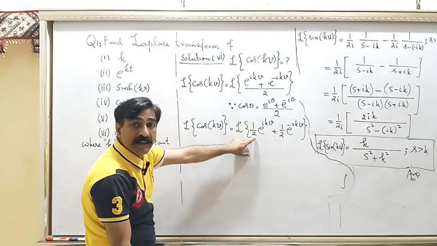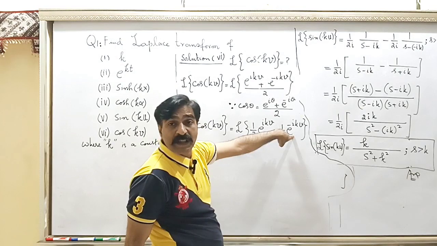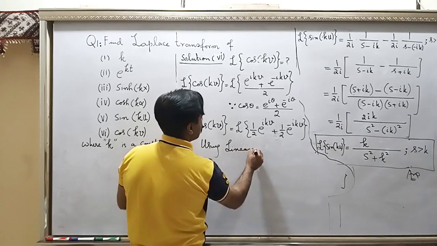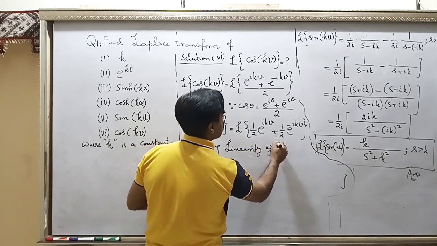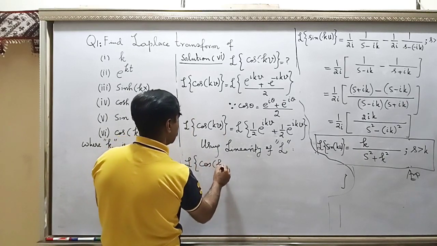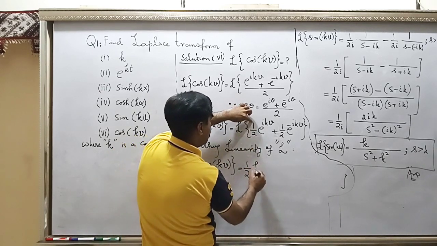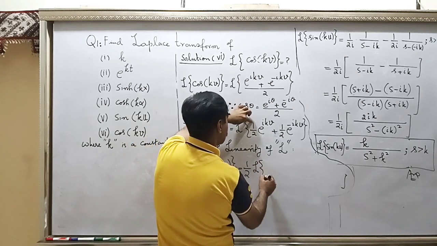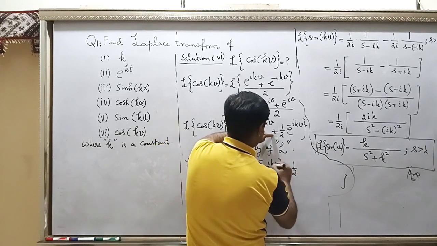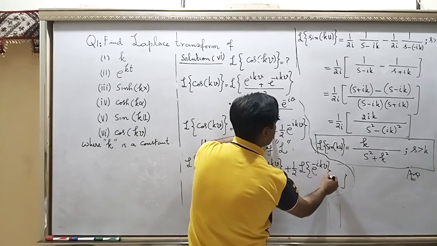Now use linearity again. You have a constant multiplied by function f1 plus a constant multiplied by function f2, using linearity of the Laplace transform operator L. And what is the result for this? That constant comes in front of the operator, meaning on the left of the operator, and the transform is of the function e to the power i kv, and this plus 1 by 2 will come in front of the operator L, and the transform is of e to the power i kv with minus sign.